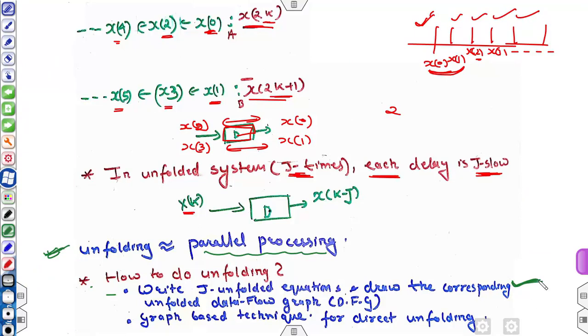This method is good as long as the number of equations is small and the system is less complex. But for a complex system and a large value of j, this method is not feasible, so we have to go for a graph based technique for direct unfolding. So we will discuss this graph based technique for direct unfolding.